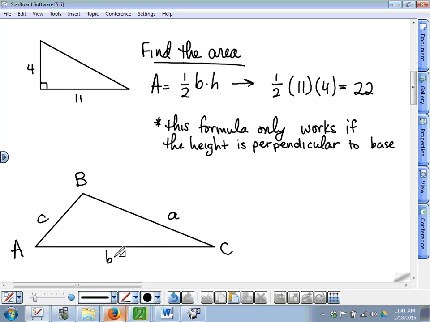If I told you that B was 10 and C was, I don't know, 6, could you use those two numbers to find the area? If we knew B and C, could you find the area using this formula, 1/2 base times height? This is not the height of the triangle. So area equals 1/2 base times height. But we don't know the height. That's a problem.